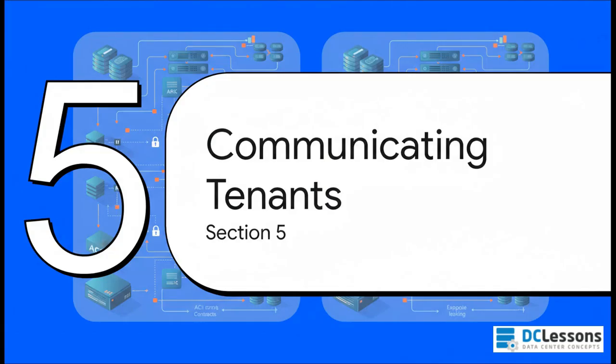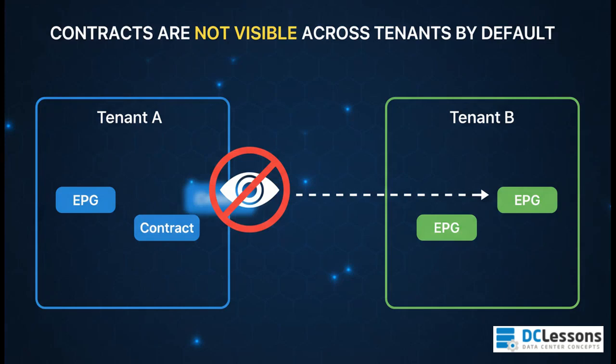Okay, let's level up. Section 5, communicating across tenants. This is where things can get really tricky, but also really powerful. We're talking about secure communication between EPGs that live in completely separate, isolated tenants. So here's the problem in a nutshell. The walls between tenants are even thicker than the walls between VRFs. By default, a contract that you create in, say, tenant A is completely invisible to anyone in tenant B. So how in the world do you connect them?